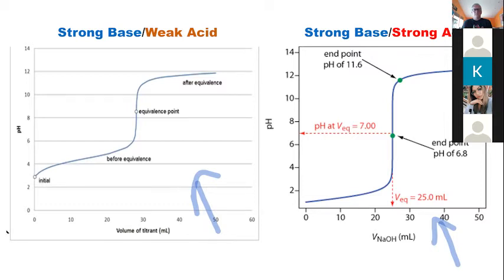The equivalence point is neutral. It's at 7. With a strong base and a strong acid, once H plus and OH minus equal each other, that's the pH 7. Whereas with the strong base and a weak acid, our pH is around 8.5 or 9. So that's one difference. What's another difference?